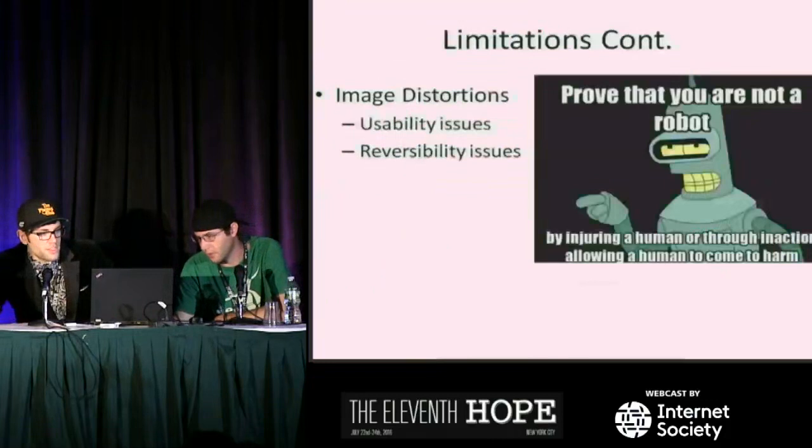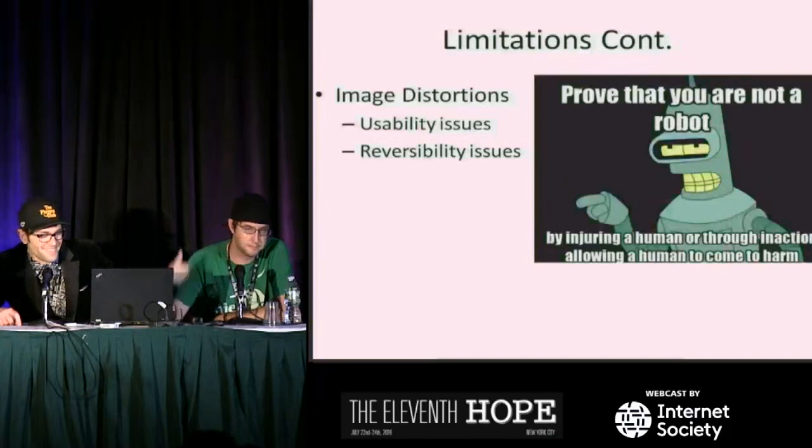So we've already pretty much talked about these in detail. So we'll end with this. So Bender says, prove that you're not a robot by injuring a human through interaction, allowing a human to come to harm.